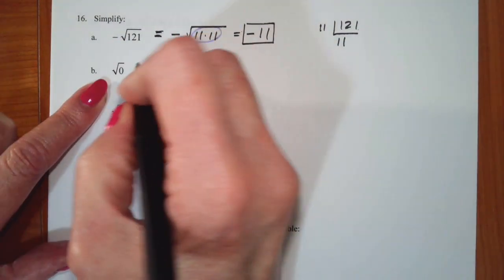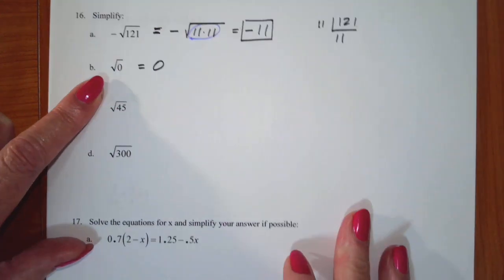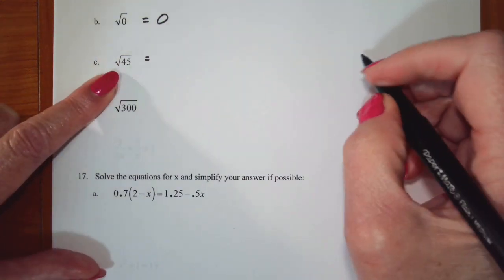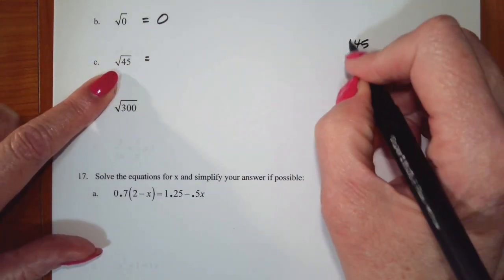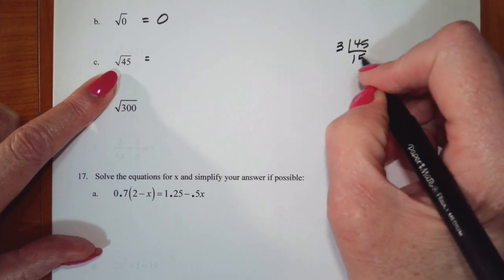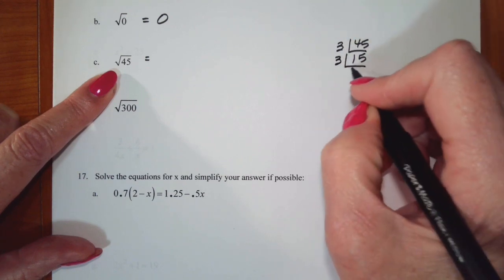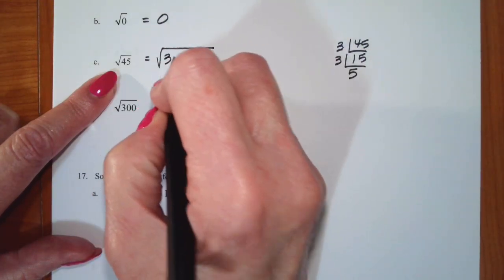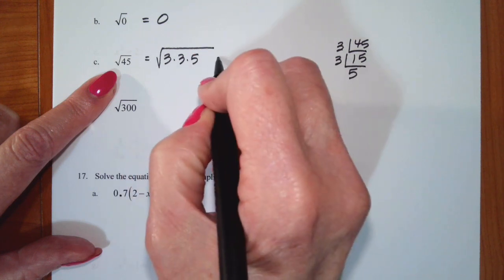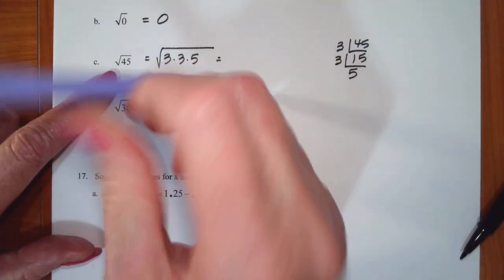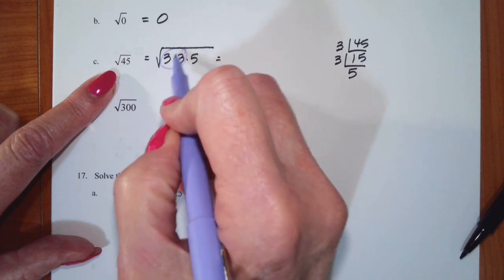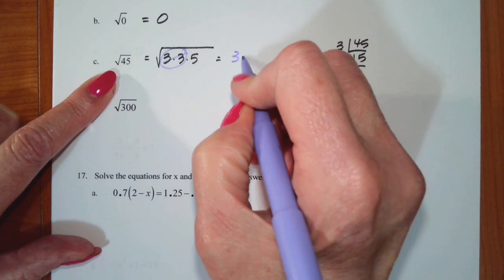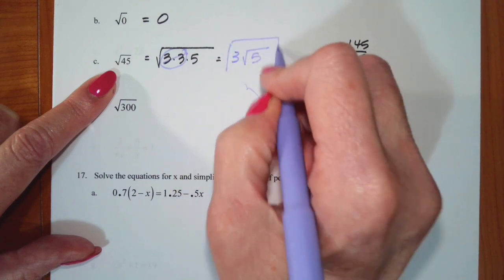The square root of 0 is 0 because 0 times itself is 0. The square root of 45. 45 is not a perfect square, so I'm going to have to break it down. It's divisible by 3, which is also divisible by 3, and you get 5. So this is the square root of 3 times 3 times 5. So I've got a pair of 3's that can come out, and I'm left inside with the square root of 5.